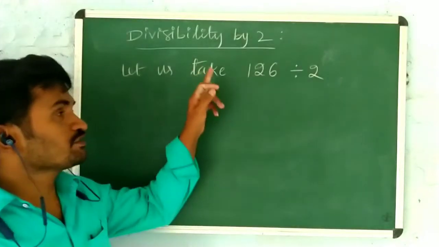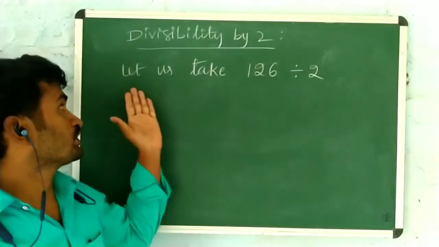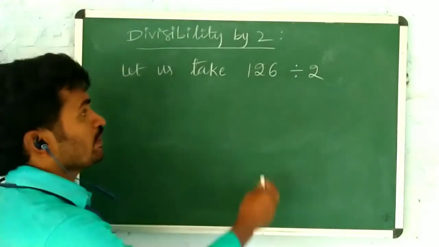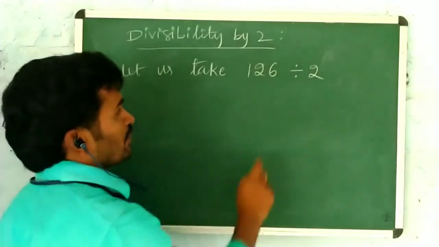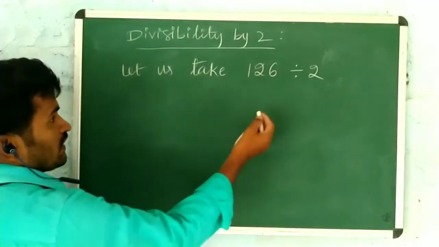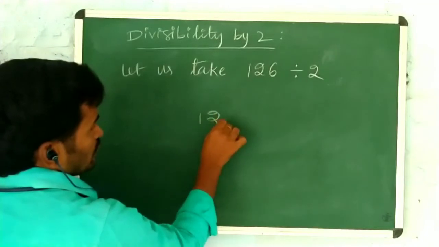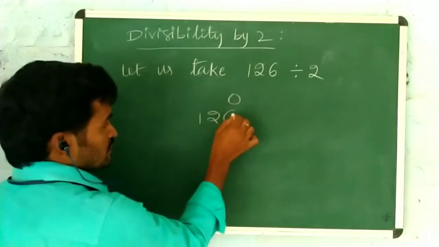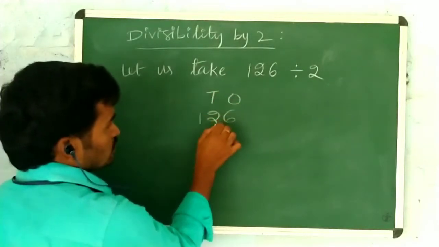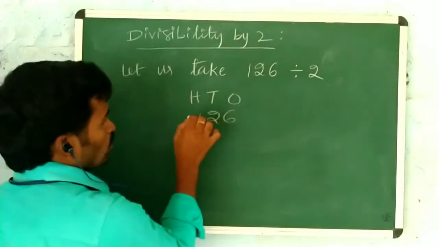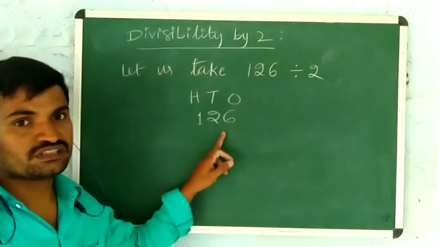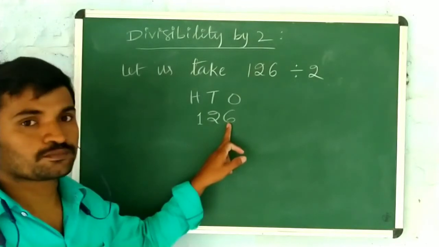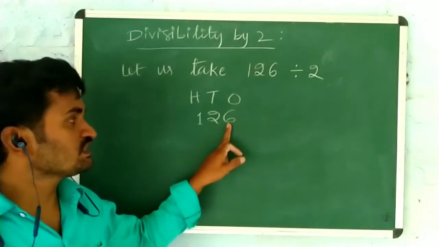Let us see divisibility by 2. One problem is there. Let us take 126 divided by 2. Okay, here in this 126, what is the ones place? Ones place is 6, tens place is 2, hundreds place is 1. So the ones place digit is 6.